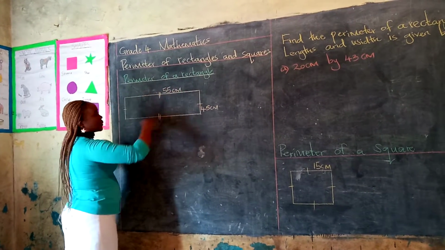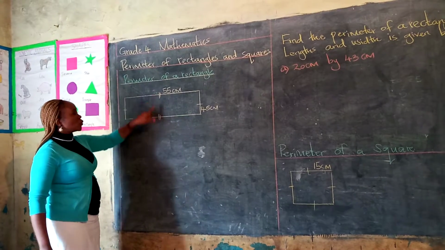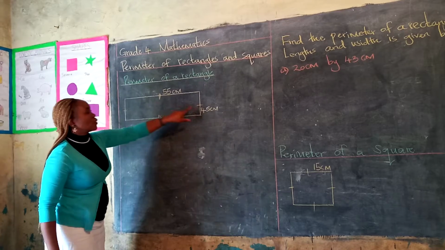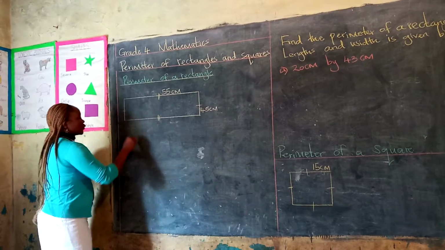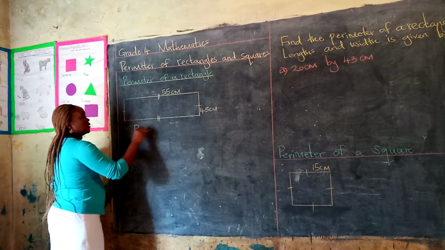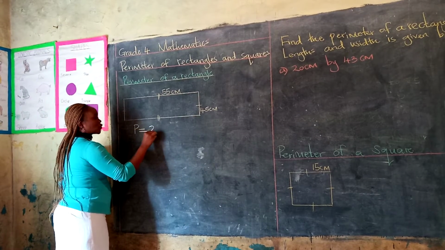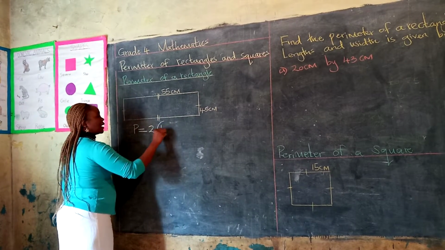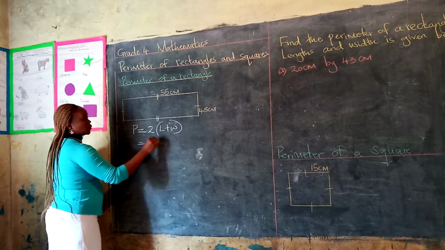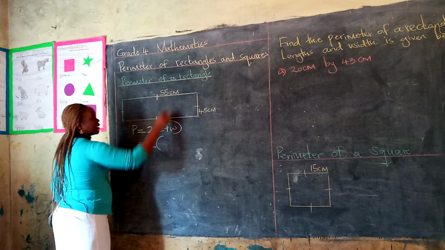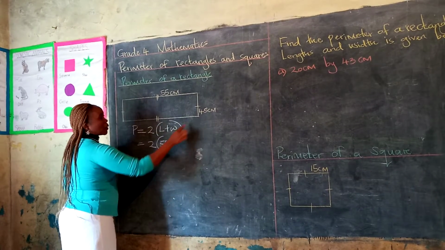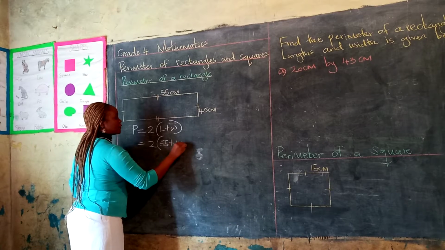This is a rectangle. A rectangle has two equal sides. This side is equal to this one, and this side is equal to this one. So how do we calculate the perimeter of a rectangle? P meaning perimeter. So for the perimeter of a rectangle, the formula is 2 in bracket length plus width. Then we write 2, we fill in. Our length is 55, L means length, then our width is 45.